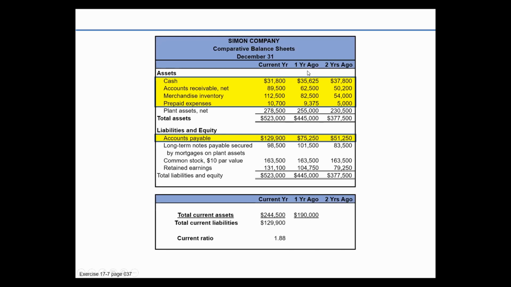And you could do the same thing for 1 year ago. So you add up again your current assets, which again are the cash, the accounts receivable, merchandise inventory, and prepaid expenses. Add those up, you come out with 190,000, and then the total current liability again is only our accounts payable, which is 75,250.